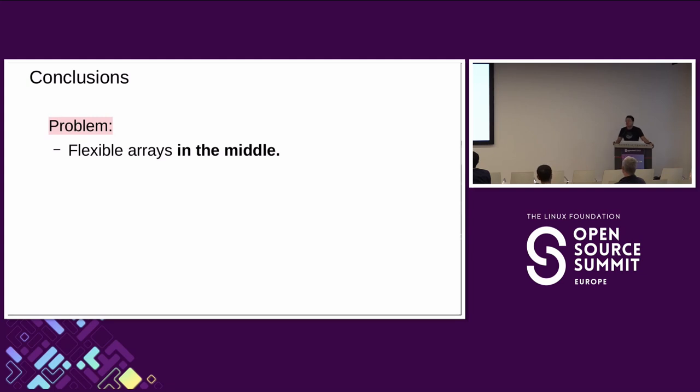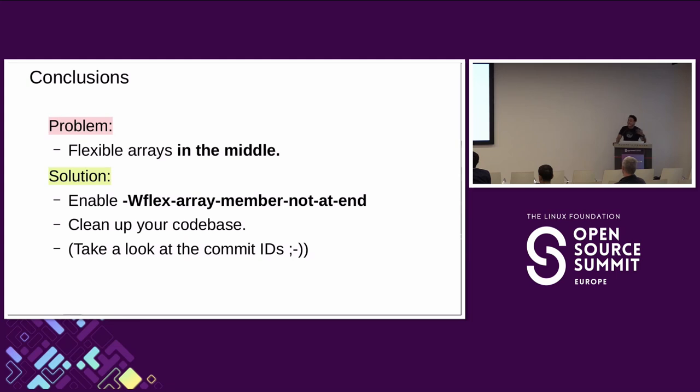Then we ran into the issue of flexible arrays in the middle. That is fixed by enabling this new compiler option. And this is work in progress, and we have to do a lot of cleanup. I think out of those 600 warnings, probably 3 or 5 were actual bugs, actual problems in the code base. That would account for 1% of the total number of unique issues we have, right?